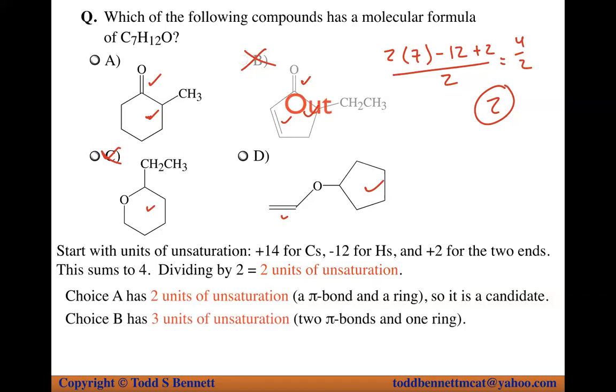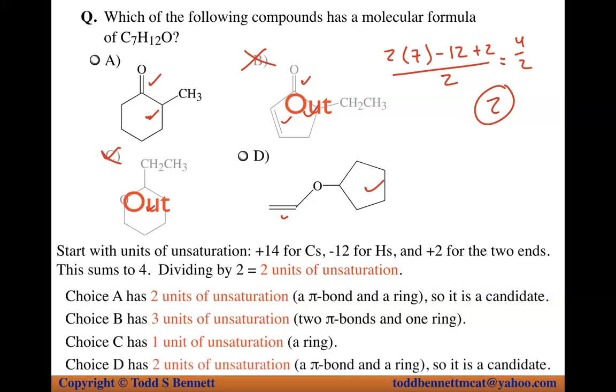Choice B, 3 units, it's out. Choice C, 3 units, or 1 unit, it's out. Choice D, 2 units, looking good. Dang it, 2 answer choices left. So this helped me a little bit, got me down from 4 to 2.